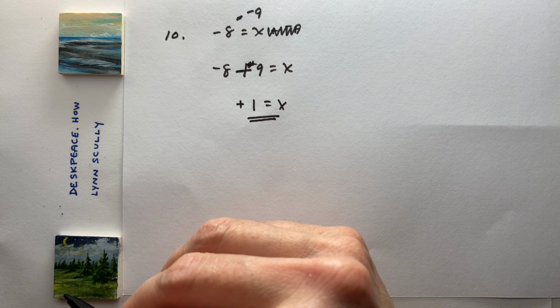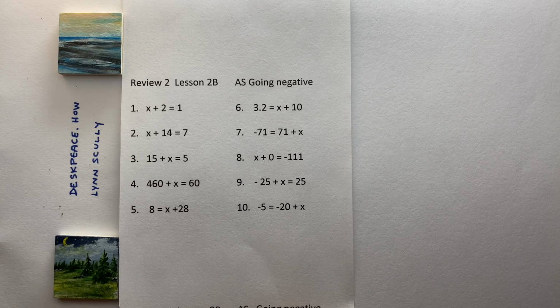Now I'm going to do review number 2. Review 2, lesson 2b, on doing addition, and the values will go negative.